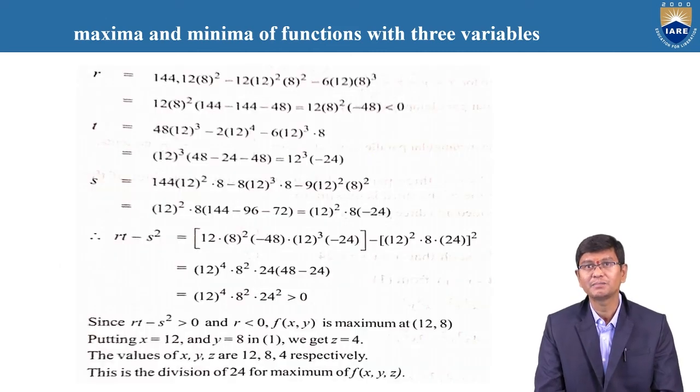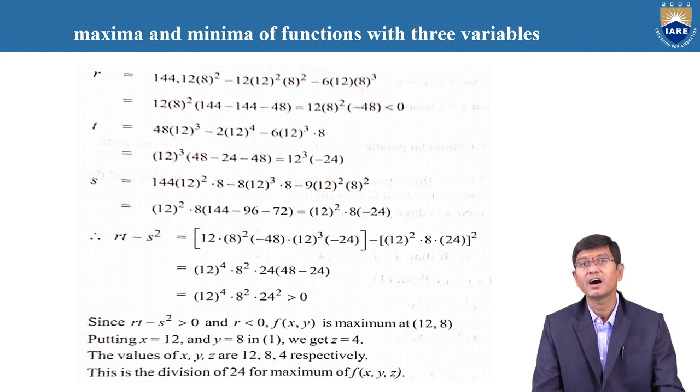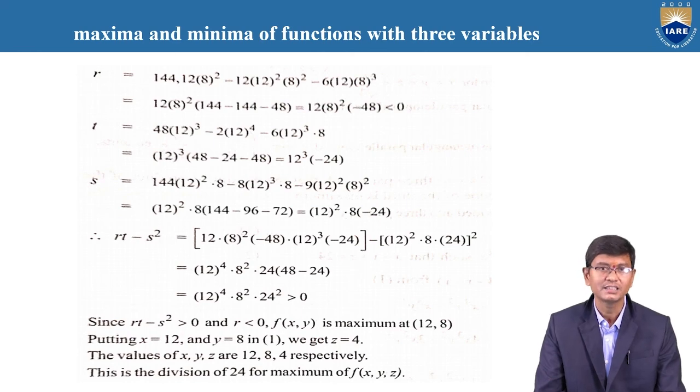Using these stationary points, when we replace in r, s, t, clearly rt minus s square is greater than 0 and r is less than 0. That is nothing but the function is a maximum. According to the working rule, whenever rt minus s square is greater than 0 as well as r is less than 0, the function is said to be maximum. Here the maximum is at the point 12 comma 8. Therefore, x is equal to 12, y is equal to 8 and z is equal to 4. Clearly, the equation is satisfied.